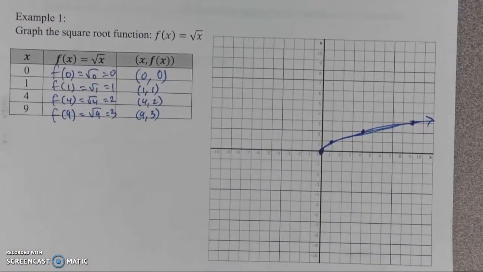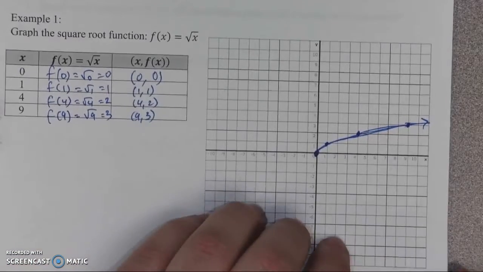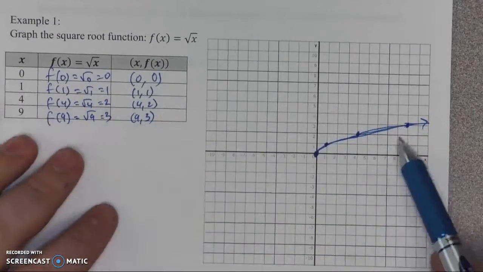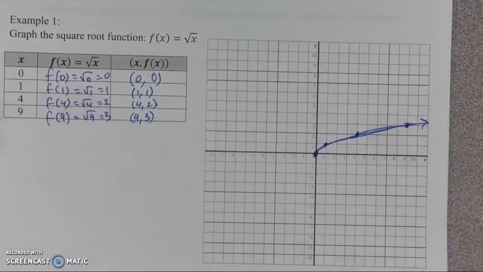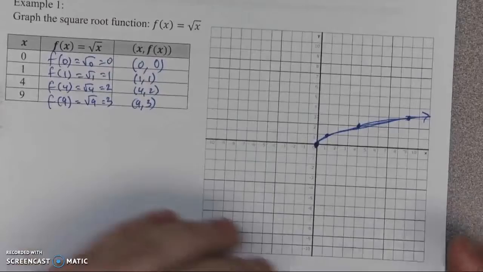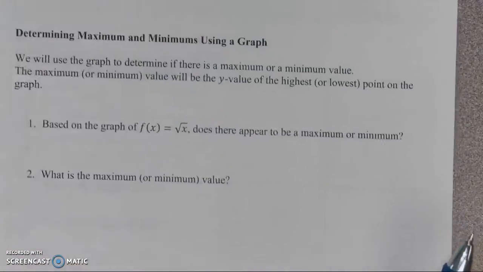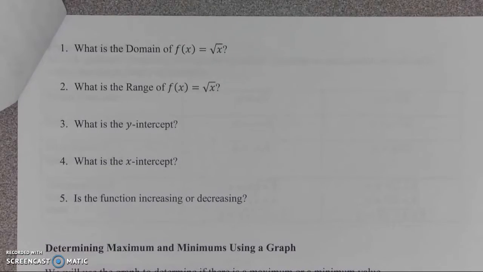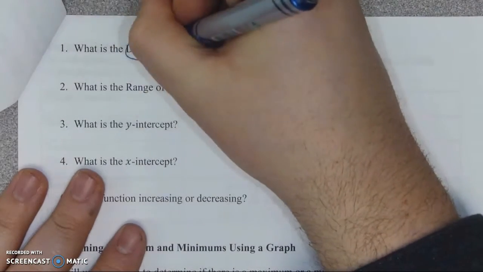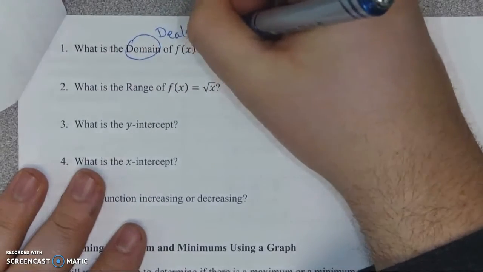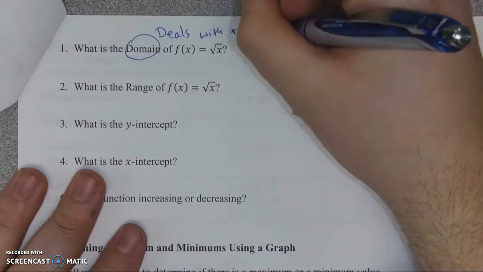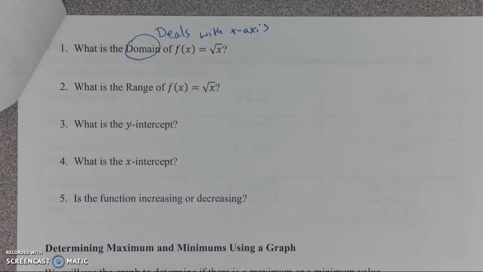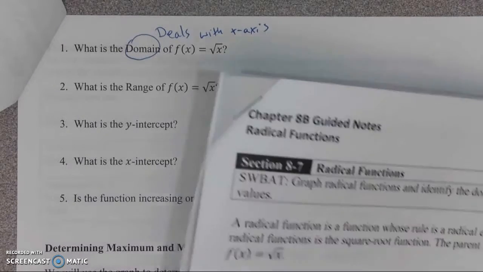So that leads us to a couple of questions that I want us to examine. So you'll want to have this for reference, so you may need to flip back to it. So the first question that they want to know is, what is the domain of f of x equals square root of x? Now remember, the domain deals with the x-axis. So the domain always deals with the x-axis.